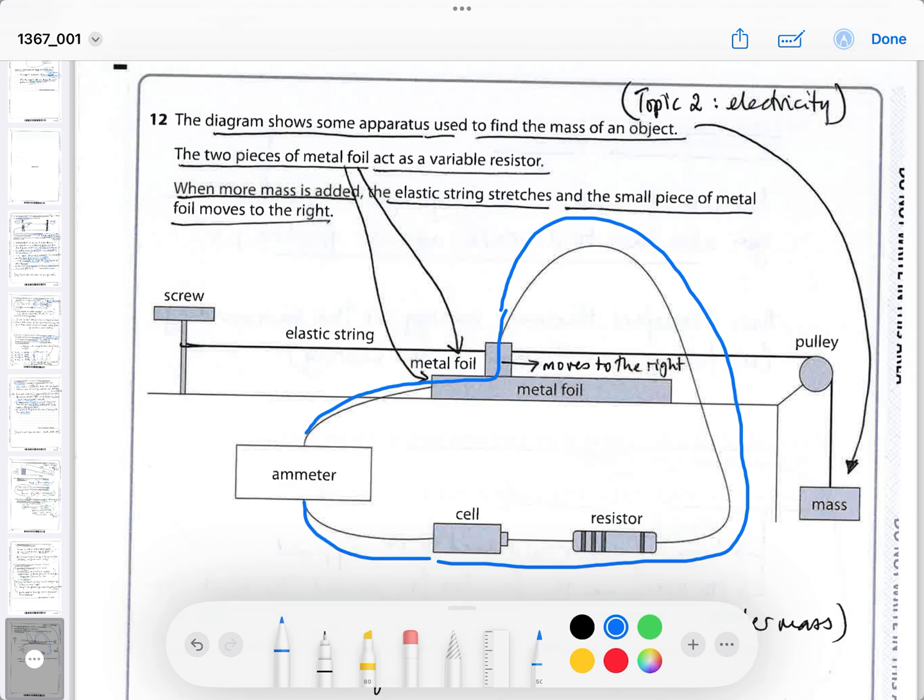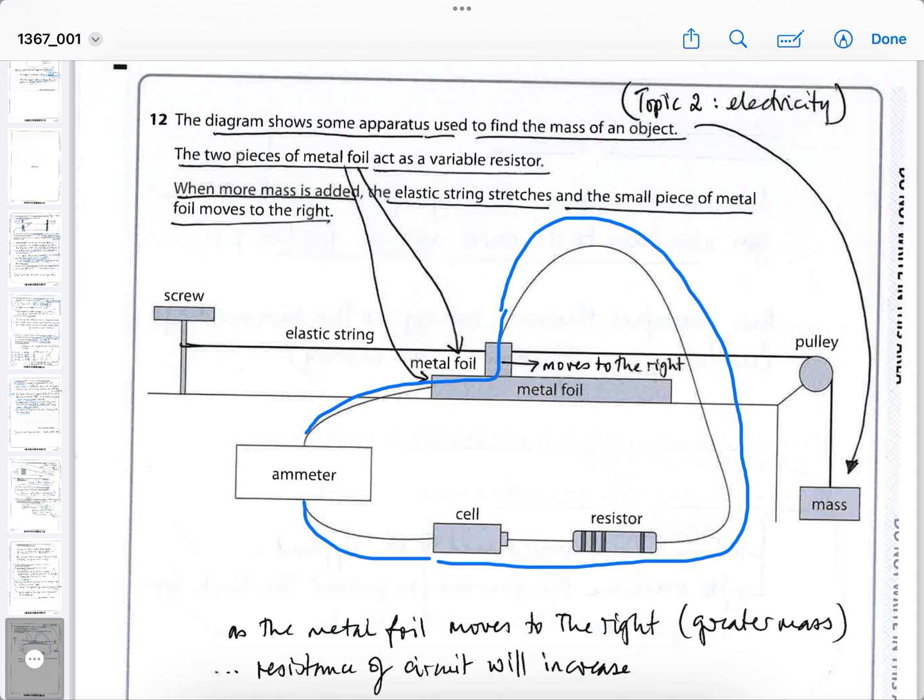And then you've got to work out what's happening. So 2 pieces of metal foil act as a variable resistor. Because when the metal foil moves, because it's being pulled by the mass over the pulley, then it will change how much of the metal foil the electricity needs to go through. So the more mass is added, the elastic string, yes, they've drawn the elastic string, will pull this small piece of the metal foil above it. It will move to the right. So it's going to pull the top bit sitting on the metal foil to the right.